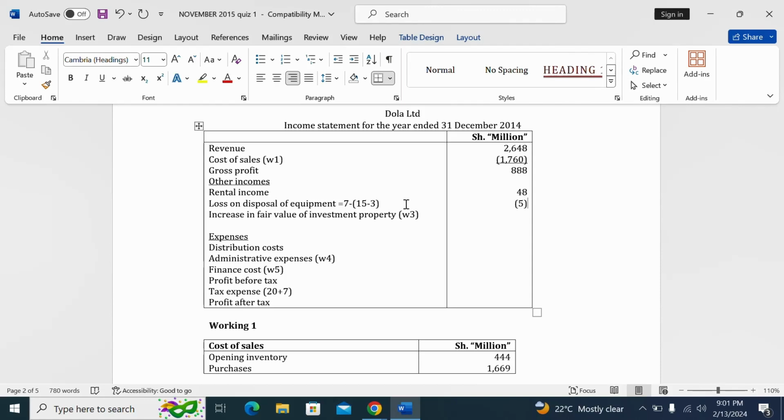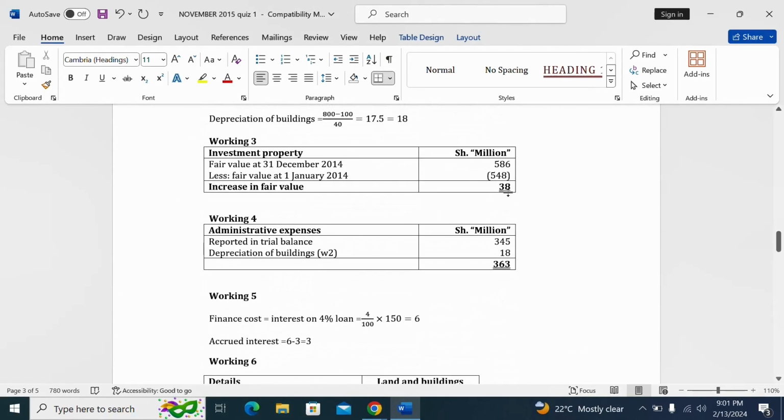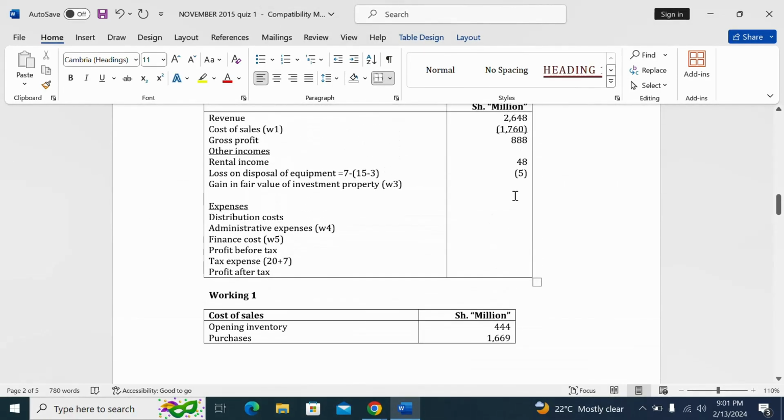million. Then increase in fair value of the investment property, or we can call it gain in fair value. Gain in fair value of investment property, working note number 3, which is that 8 million. Therefore, if we do this, we get the total gross income.